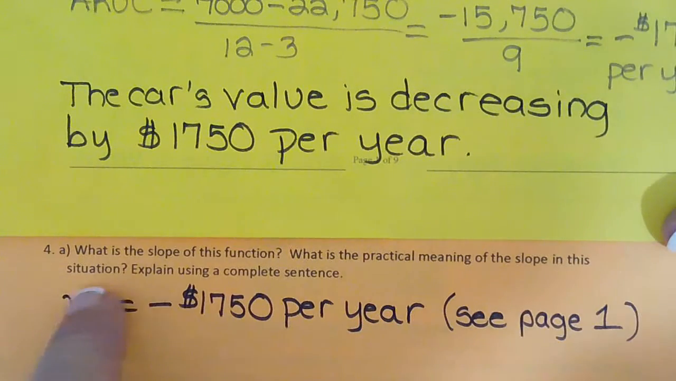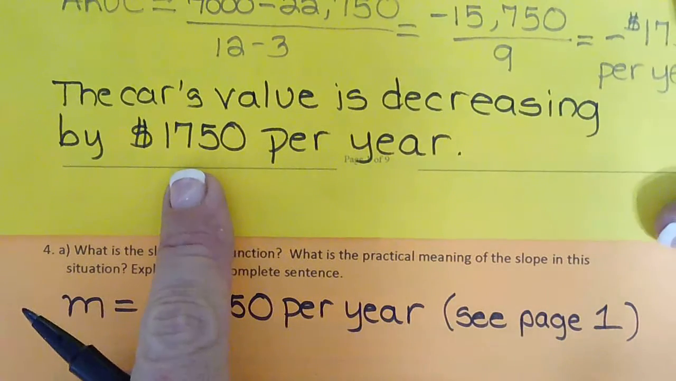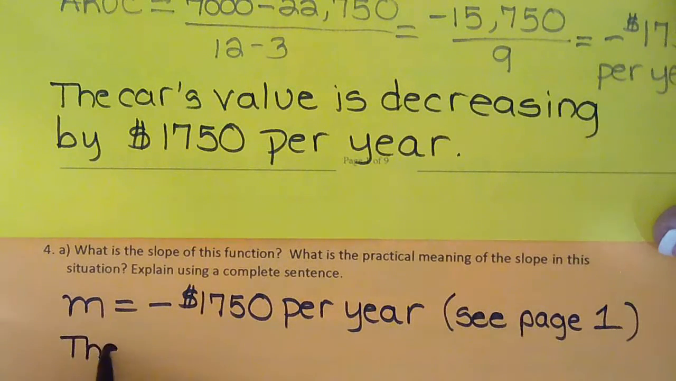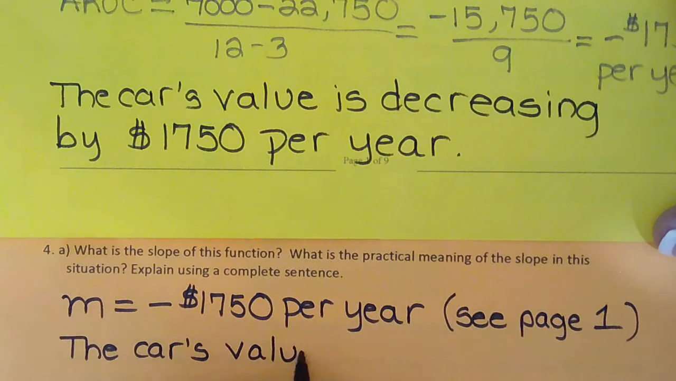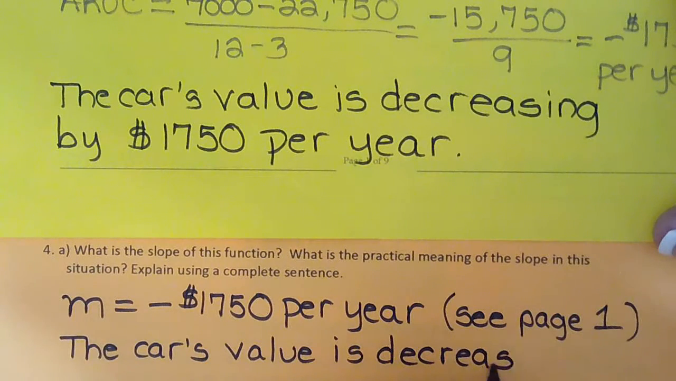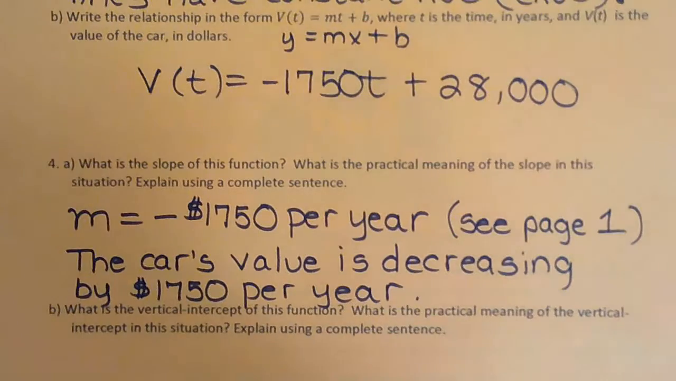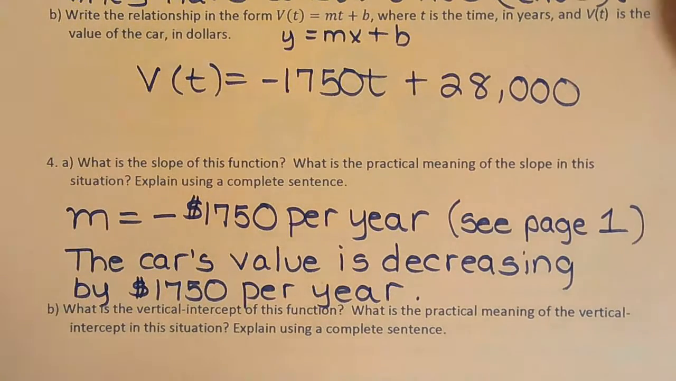What is the practical meaning of slope? Explain in a complete sentence. I didn't realize that was coming up, so this is what we need to write there. Sorry to be redundant and make you write it again. So the car's value is decreasing by $1,750 per year. Okay, so now we have it written twice. Now we really won't forget it, right?